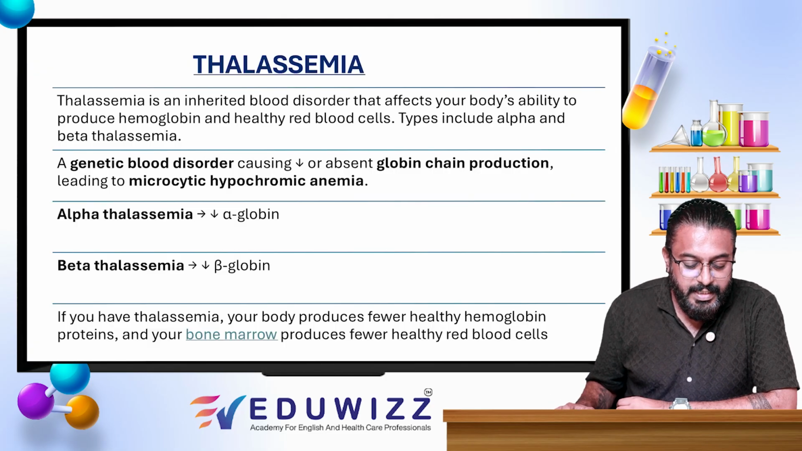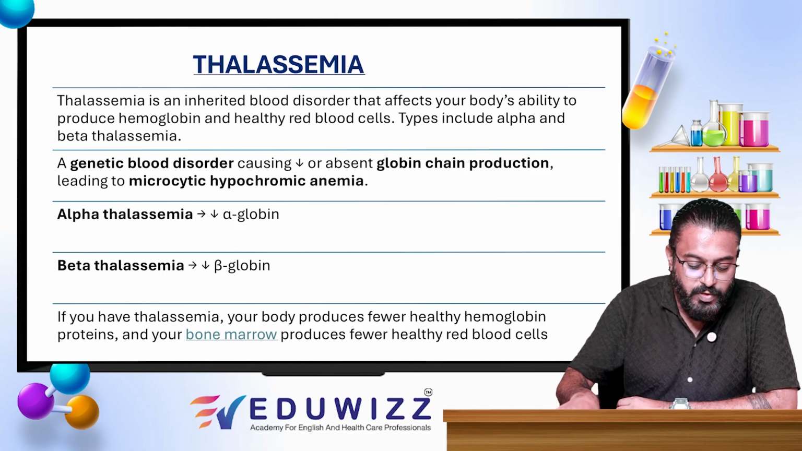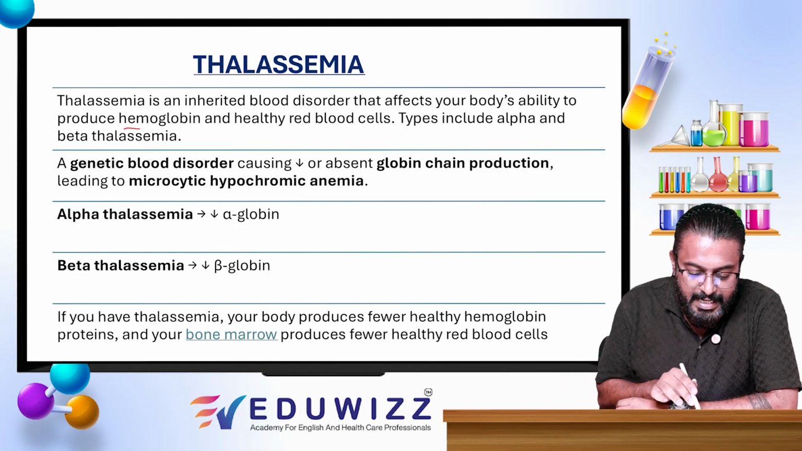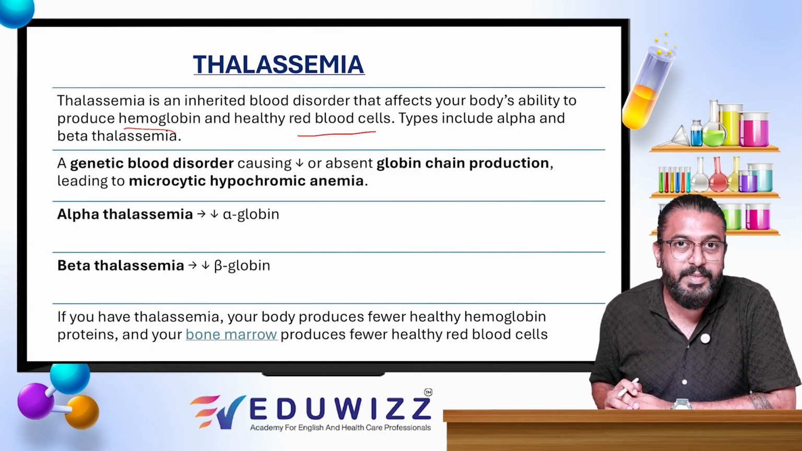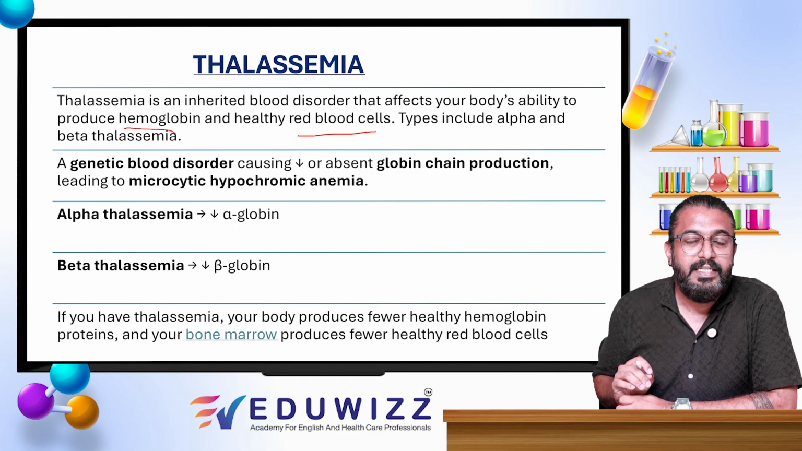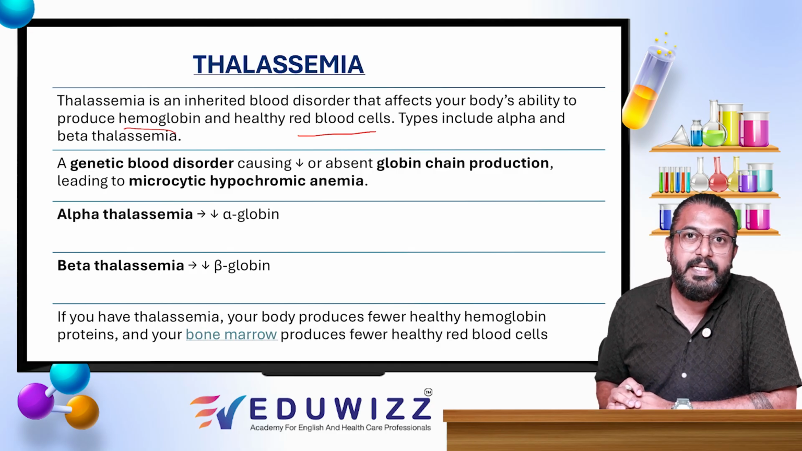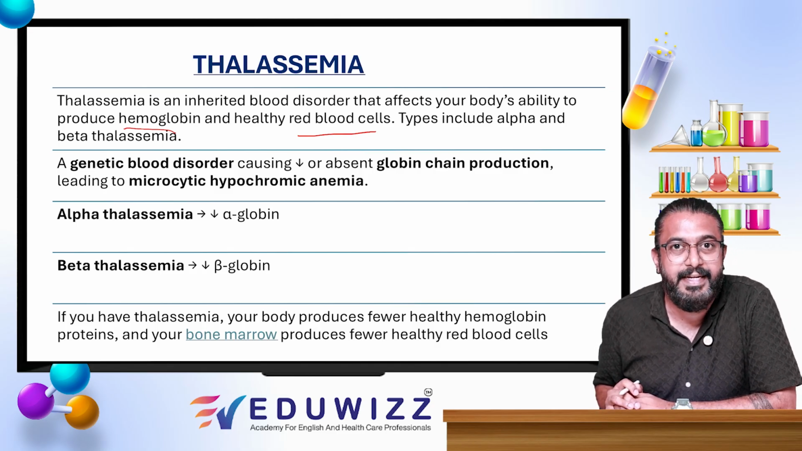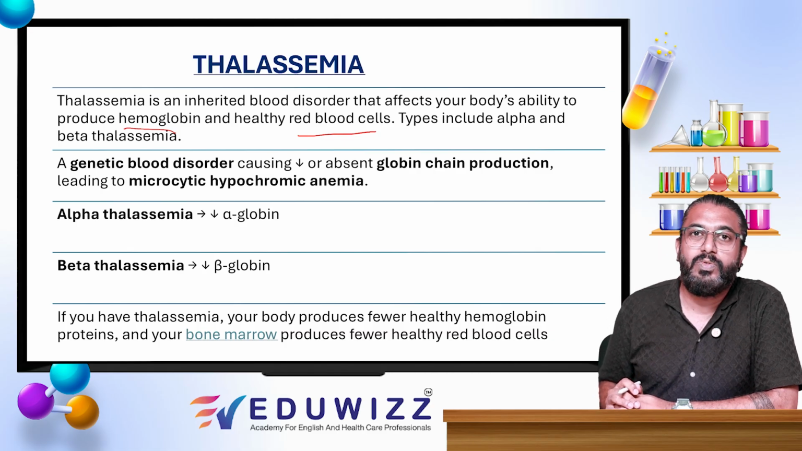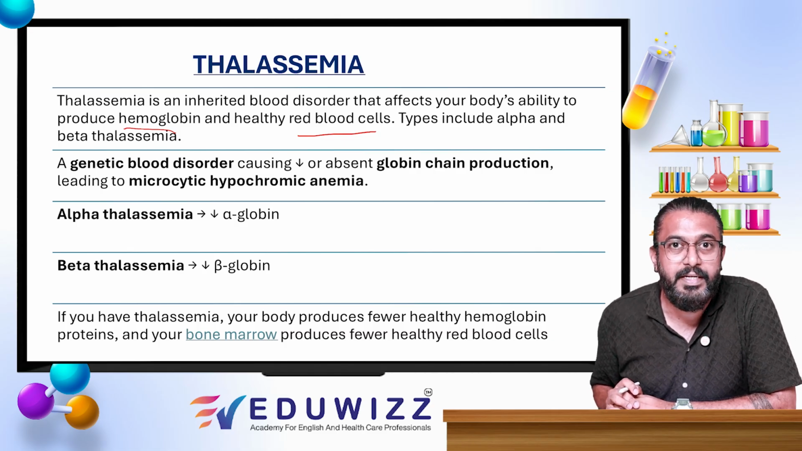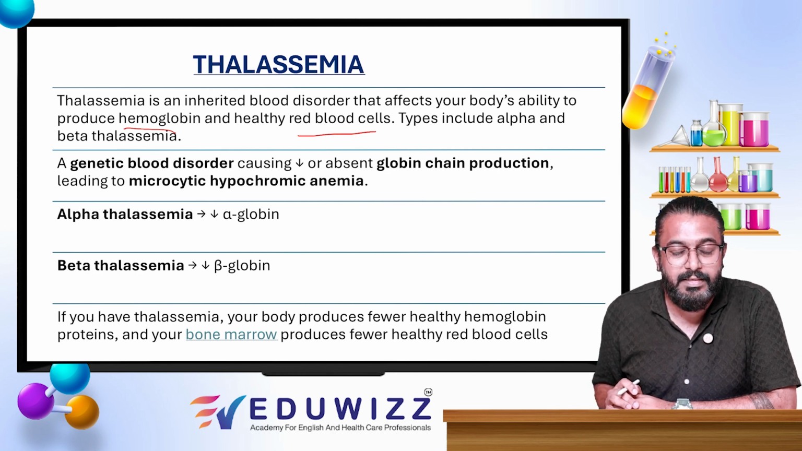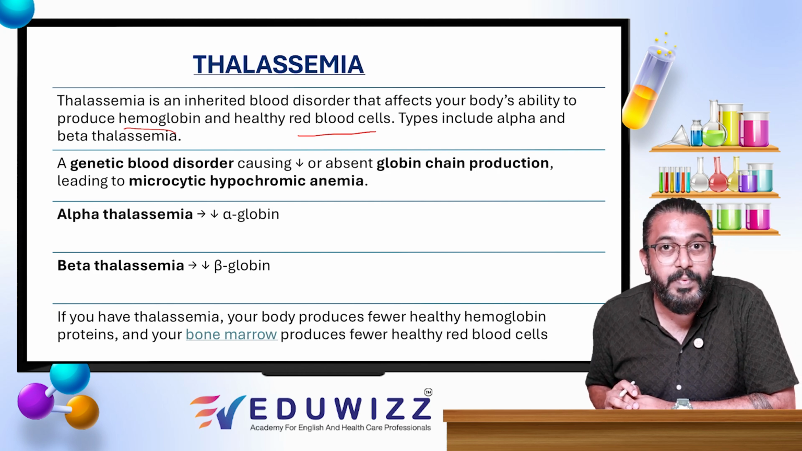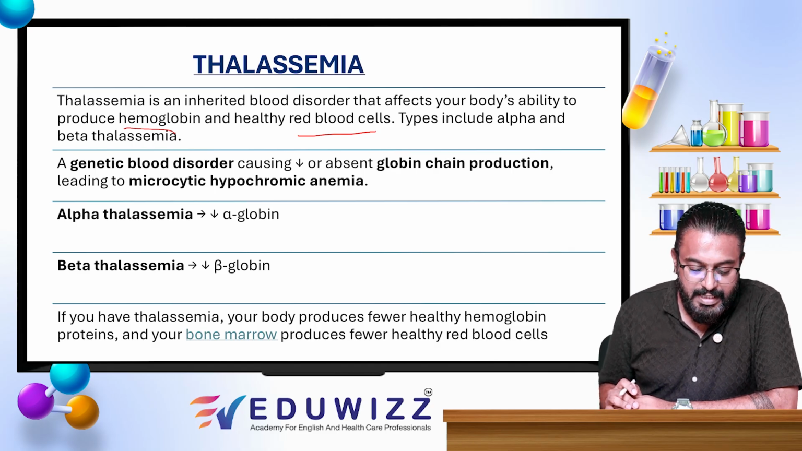It's an inherited disorder that affects your body's ability to produce hemoglobin and healthy red blood cells. There are two types of thalassemia, alpha and beta, depending on the chain which has been affected. It affects the globin chain in the hemoglobin. There are two types of chains in globin, alpha and beta. Depending on that, it's classified into alpha thalassemia and beta thalassemia.